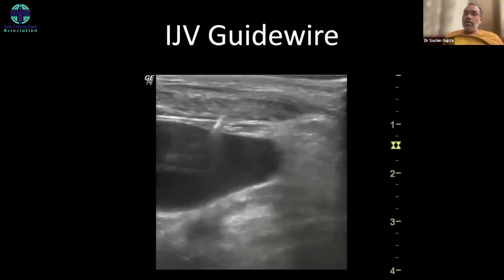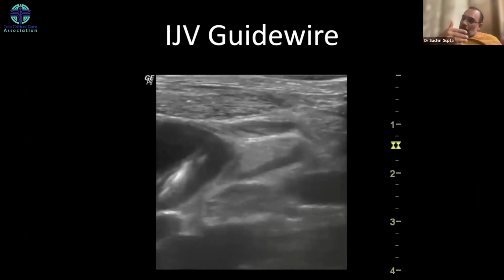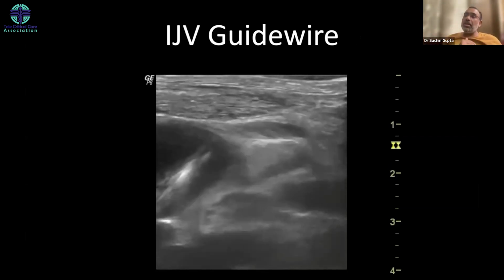Then once the needle is in, you put the guide wire, and we always scan the guide wire. The reason is, you must have seen sometimes that you have put the guide wire in the IJV, and when the central line has been put and you do an X-ray, you observe that the central line has gone into the subclavian or otherwise. So what we do is, once you have put the guide wire in the IJV, you just scan the IJV downwards. And if you see a vertical path of the guide wire, then be sure that your guide wire is in the correct position and your central line won't go into the subclavian.